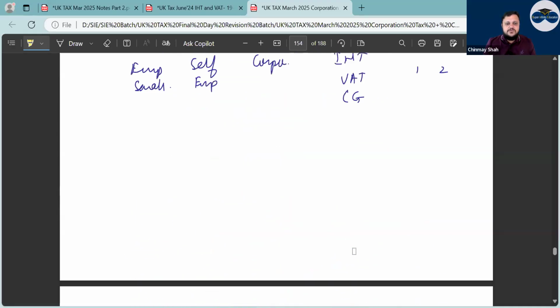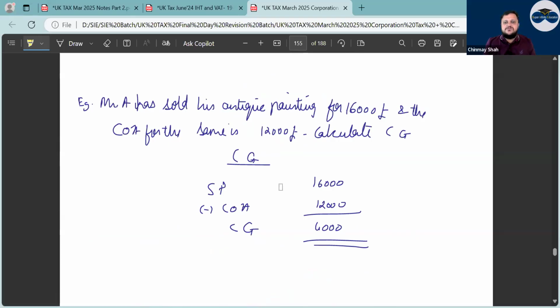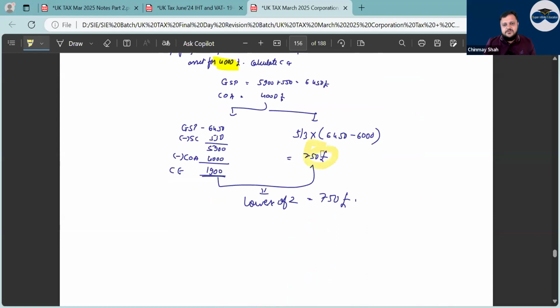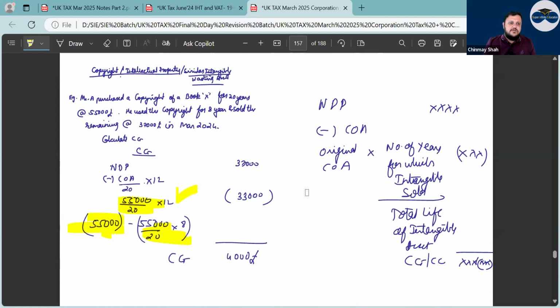Keep that in mind, correct? Mr. A sold his antique furniture, okay. This also you can try, where this was lower, correct? That is there. Then copyright, intellectual property, similar intangible asset, wasting asset.